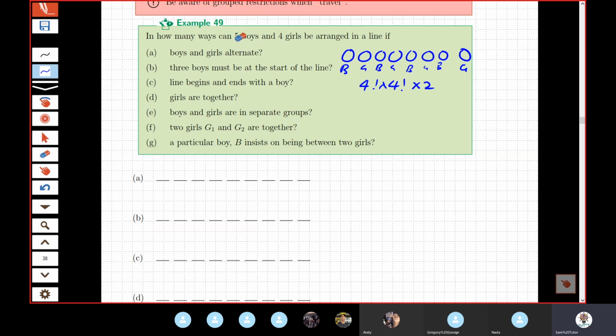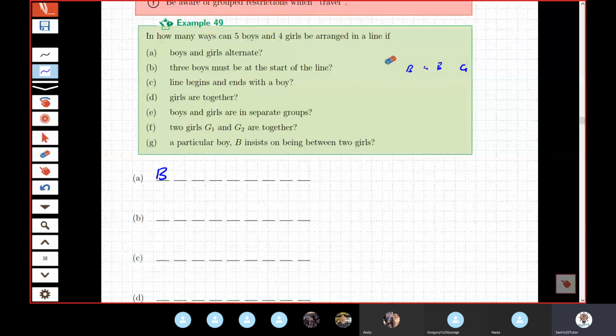I hope you know with this one here, because there's 5 boys, you actually have to start with a boy. So you don't times by 2. So that would be the difference in the 2 questions. Please don't get them confused. Okay. So yeah, boy, girl, boy, girl, boy: 5 factorial times 4 factorial.